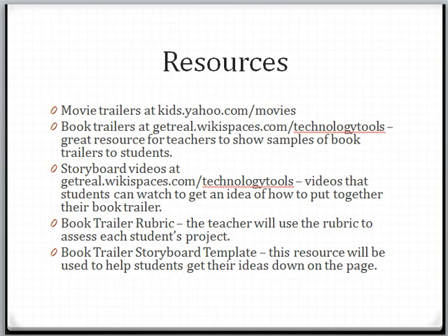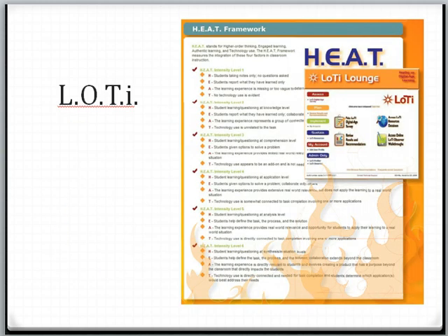For the resources, I found movie trailers at kids.yahoo.com/movies. I also went to Wikispaces to find more technology tools to show students more book trailers, and there are a variety of other ones. I also found a book trailer rubric online, and I used what I saw from that rubric on a Rubistar rubric that I made on my own. There was also a storyboard template that I showed the students, but we didn't truly use it. I used it more as a resource to get ideas on how they could create their book trailers. The level of technology integration was at a level 4 that we all know about.